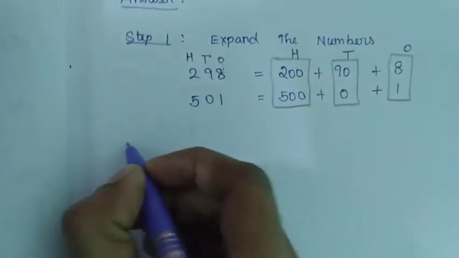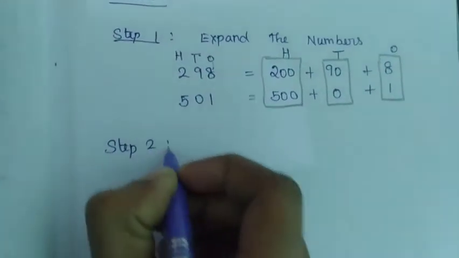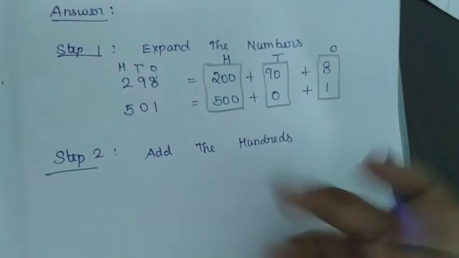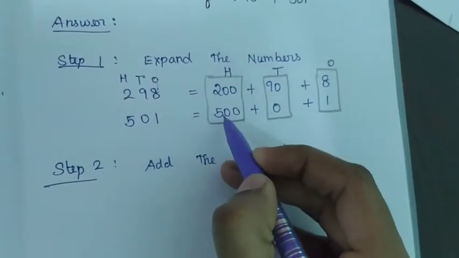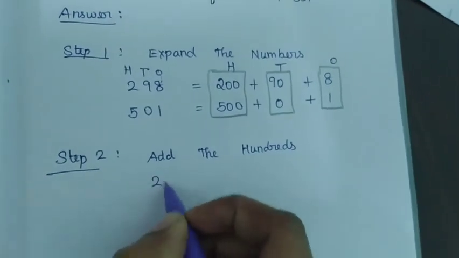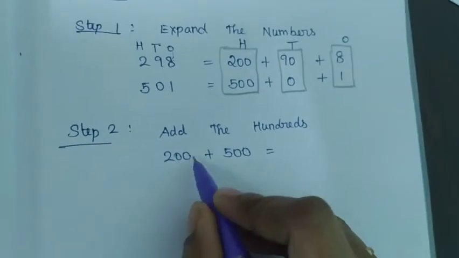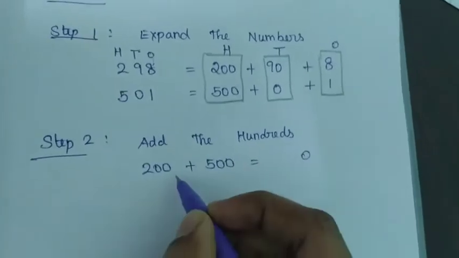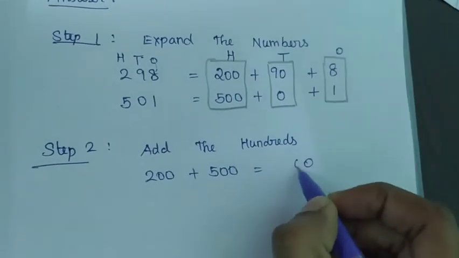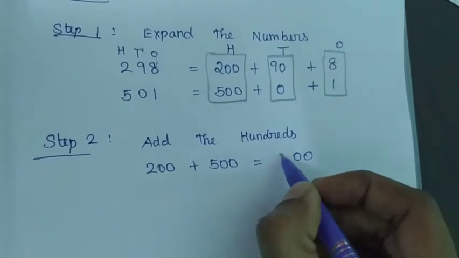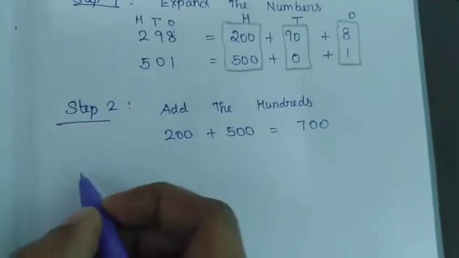Now the step 2. What is the step 2? Very good, add the hundreds. Write step 2, add the hundreds. Okay, what are the hundreds having here? 200, 500. So 200 plus 500 equal to what, ma? 0 plus 0, 0. 2 plus 5, very good, 7. So what is the answer? 700. Okay, step 2 is over.